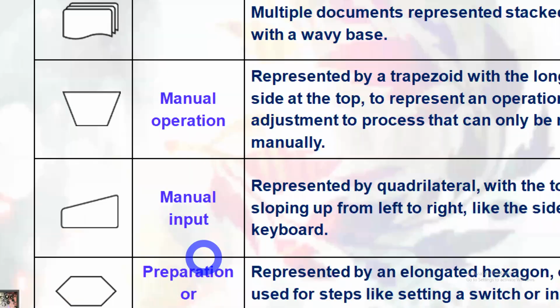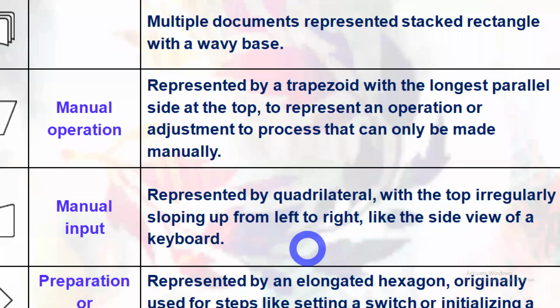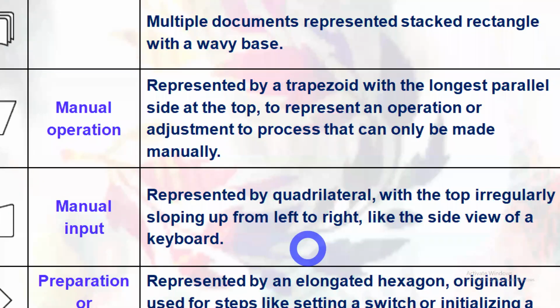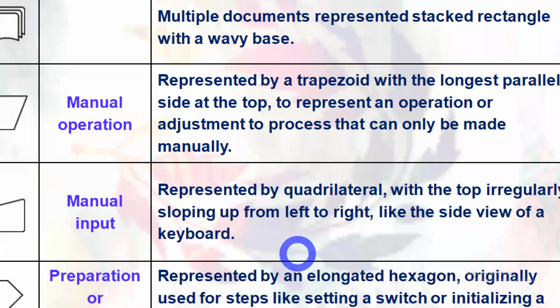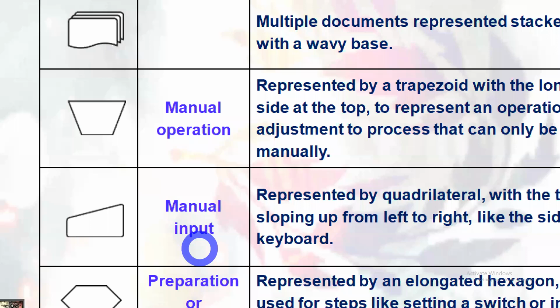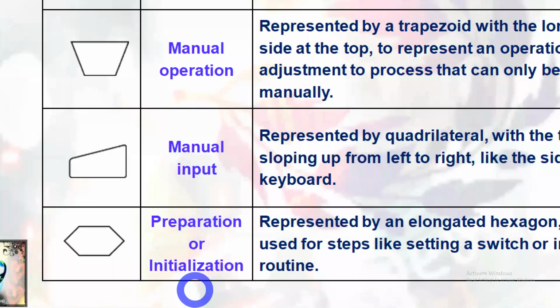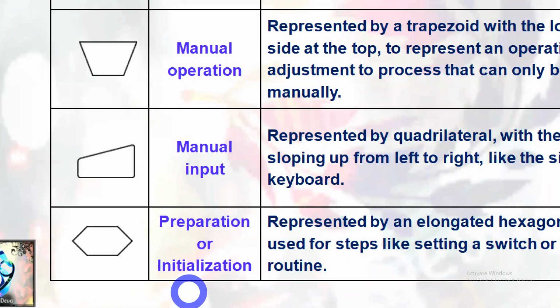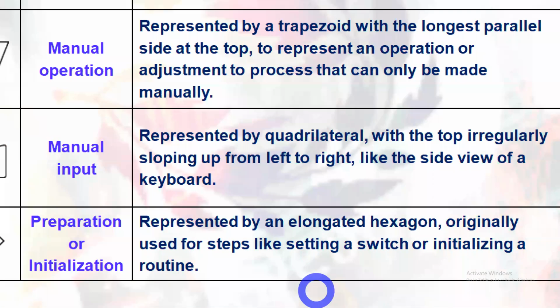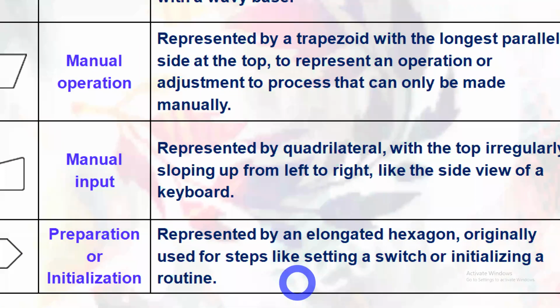Next, manual input. It is represented by a quadrilateral with the top irregularly sloping up from left to right, like the side view of a keyboard. This is the manual input representation. Next, preparation or initialization. It is represented by a hexagon symbol, as explained in the previous slide. It is originally used for steps like setting a switch or initializing a routine.